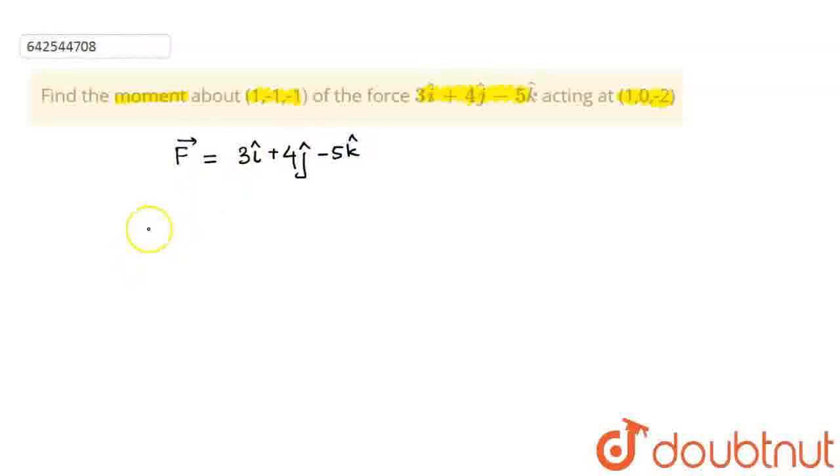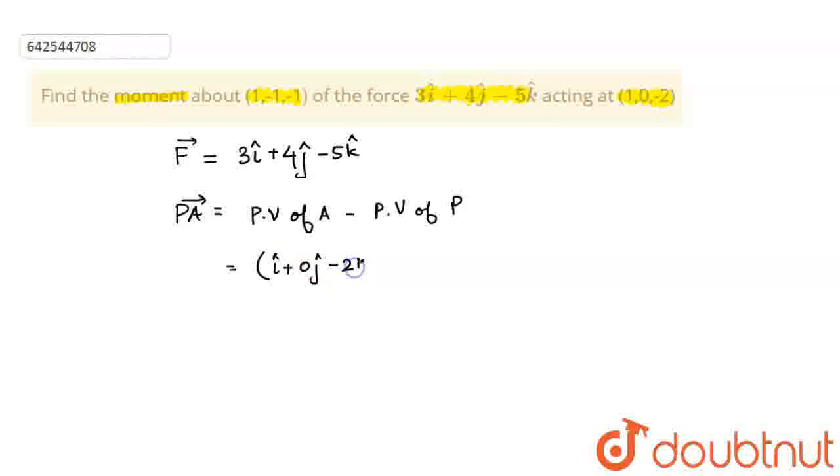F = 3i + 4j - 5k, correct? So now, what would be the PA? Let us assume this has points P and A. So the PA vector would be the position vector of A minus the position vector of P. So that would be equal to this one first. This would be i + 0j - 2k - i - j - k.